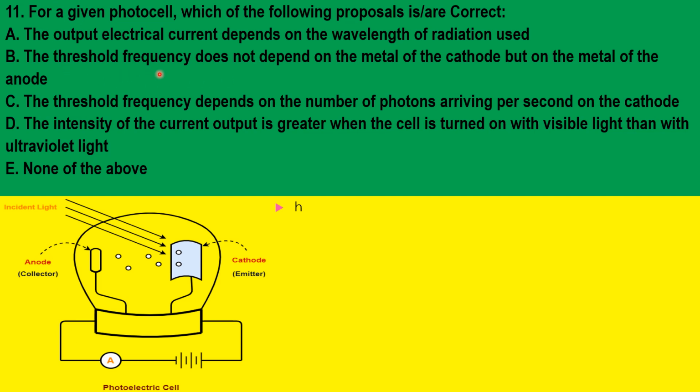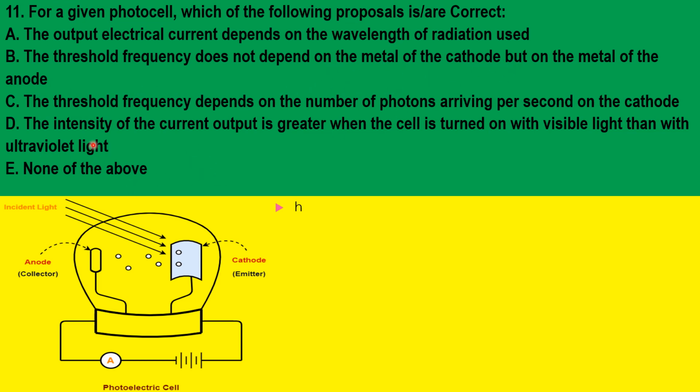B says the threshold frequency does not depend on the metal of the cathode, but on the metal of the anode. That's not even true. Threshold frequency is based on the cathode, because this is where the photoelectricity occurs. The cathode is the photoelectric metal surface, the guy that ejects the electrons. It's like the emitter. So B is off, because the statement says it does not depend on the metal of the cathode.